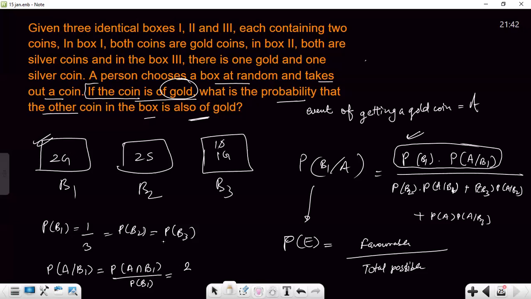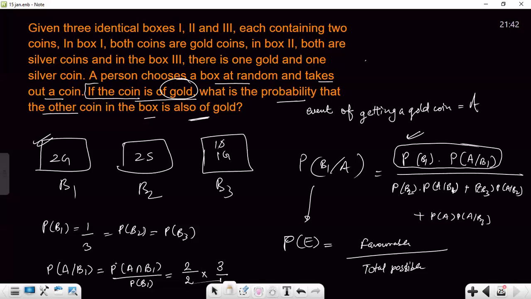So 2 by, probability of finding a gold coin in B1 box is 100%. Why 100%? How many favorable outcomes are there? 2. How many total outcomes are there? 2. Now let's discuss the probability of B1. That is 1 by 3, 1 by 3, to 2 by 2. I guess we are making some mistake.